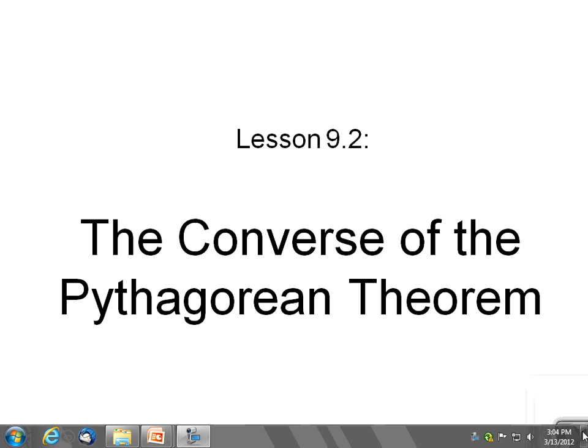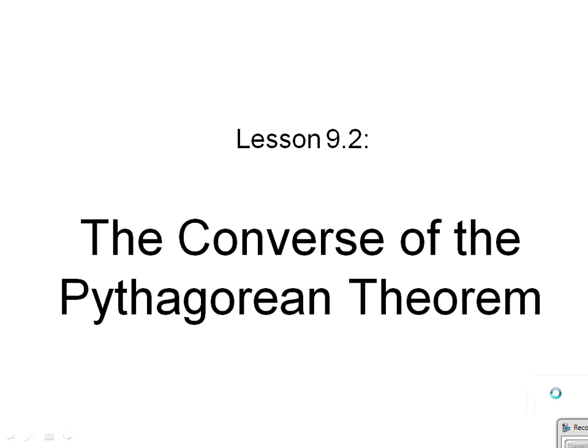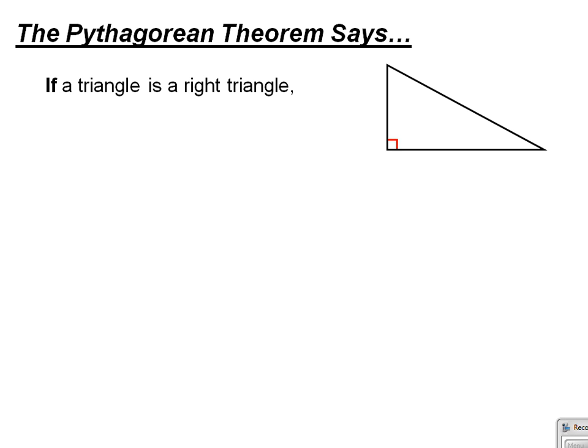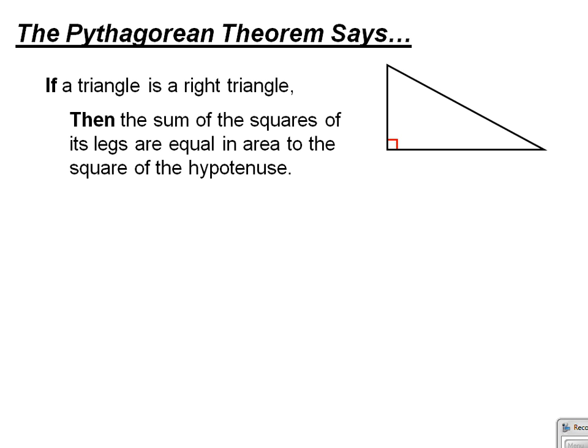Lesson 9.2 on the converse of the Pythagorean theorem. We just got done talking about the Pythagorean theorem in the last lesson. To review, the Pythagorean theorem says that if a triangle is a right triangle, then the sum of the squares of its legs are equal in area to the square of the hypotenuse.